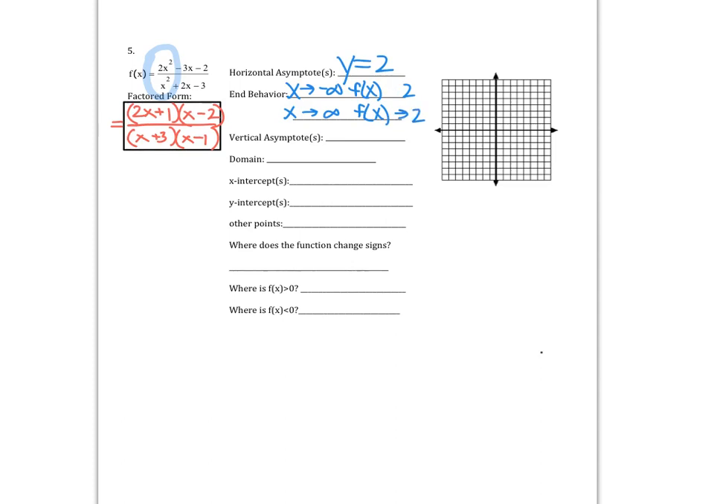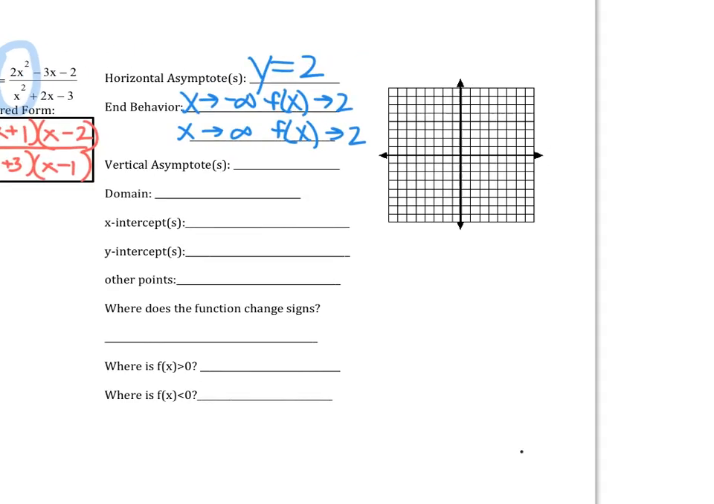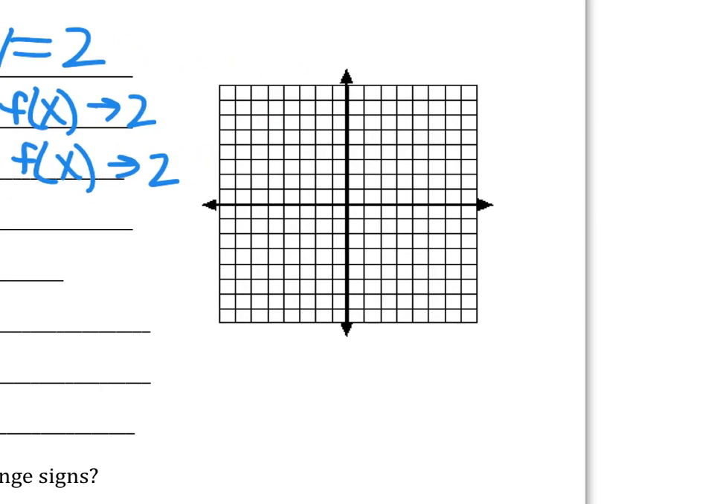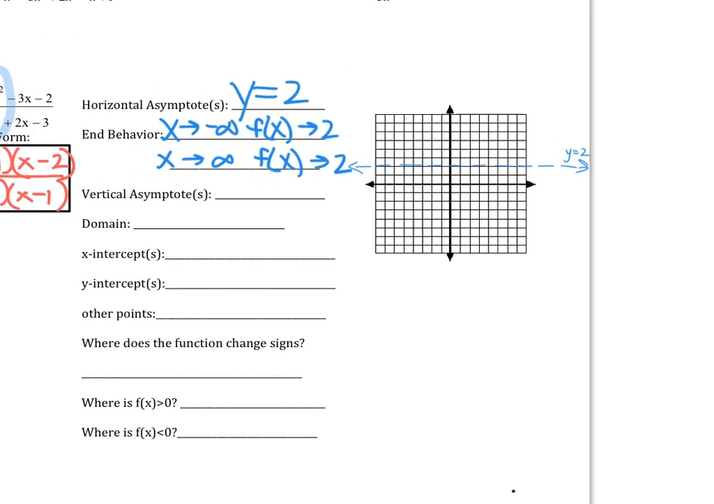Okay, so at this time we can go ahead and graph that horizontal asymptote. And a horizontal asymptote just looks like this. It's a dotted line at y equals 2.